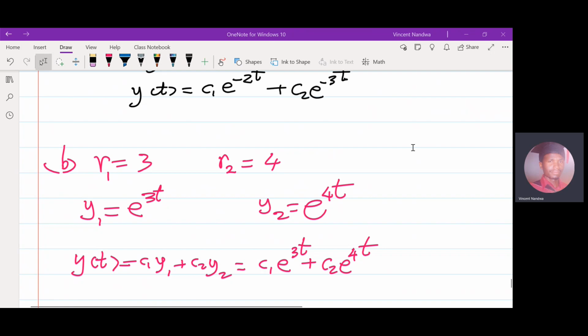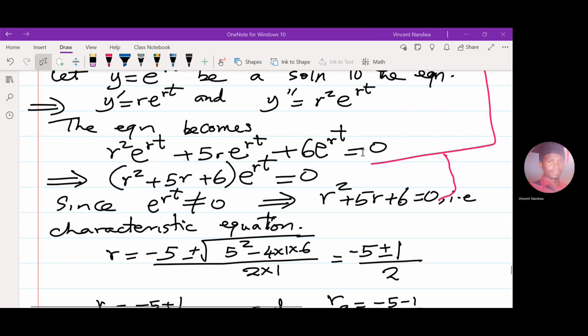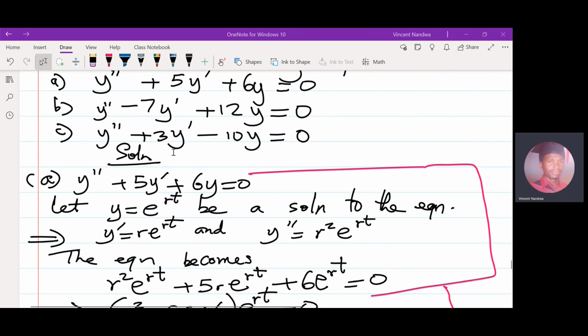Then can you try C? So C, for those who have not written, is y double prime plus 3y prime minus 10y equals 0.